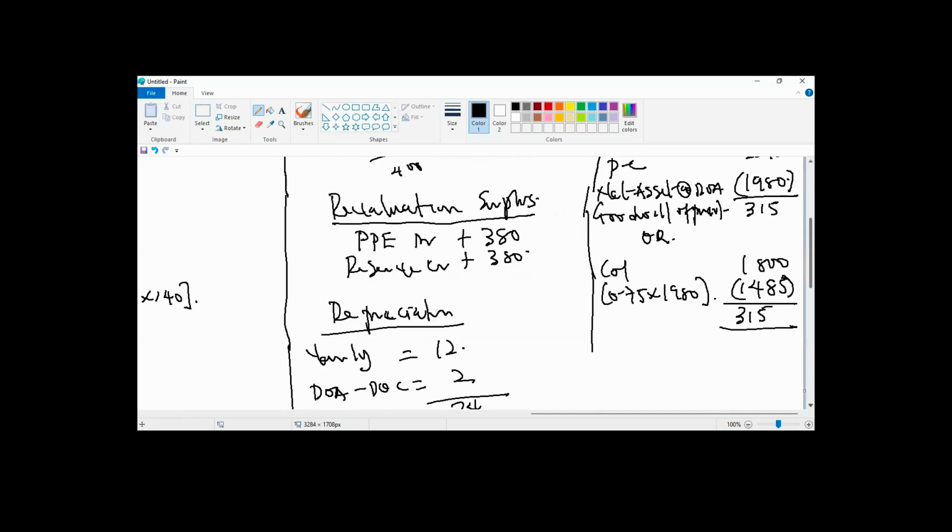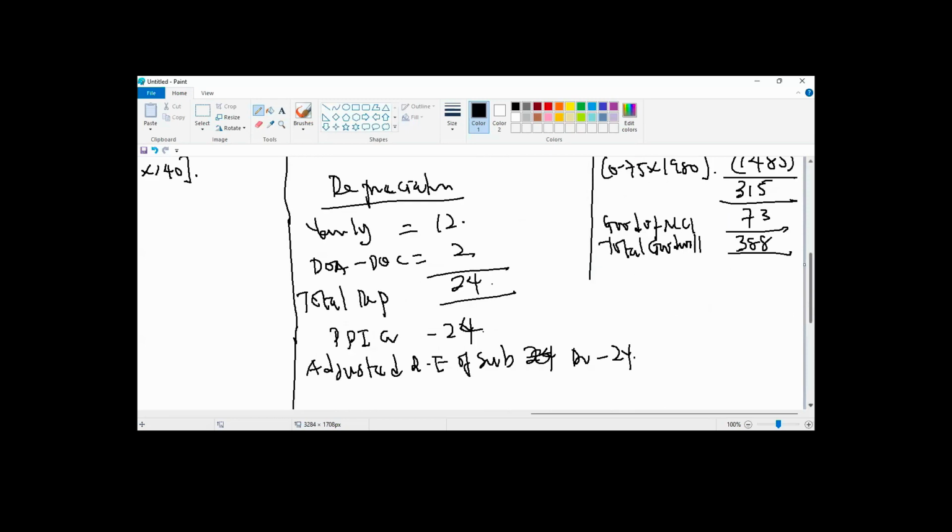You have given me the NCI. Goodwill of NCI given in the question, goodwill of NCI, 73. Total goodwill to be reported. But there is impairment. This will now be 315 plus 73. The goodwill to be reported is 388. But there is impairment now, which I will list. This is option 1. Option 2, I said, get the fair value of NCI.